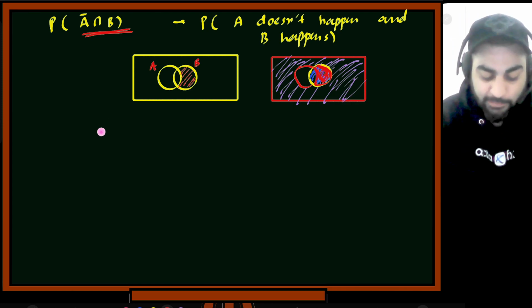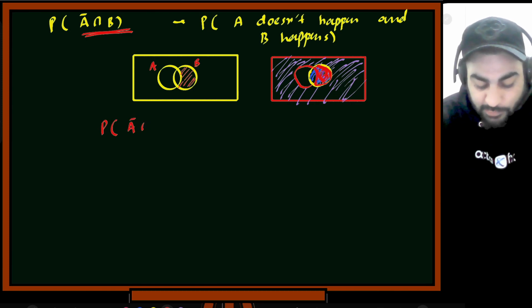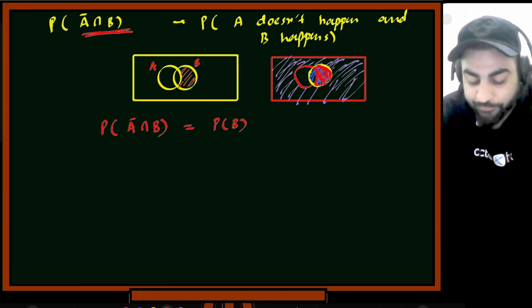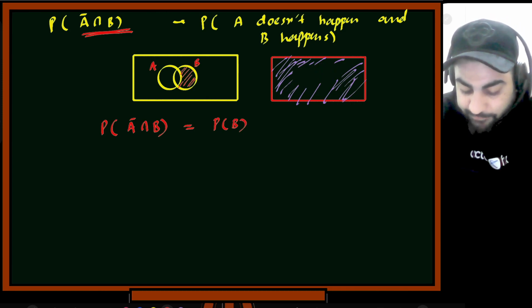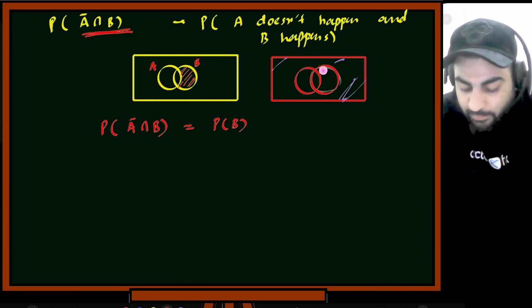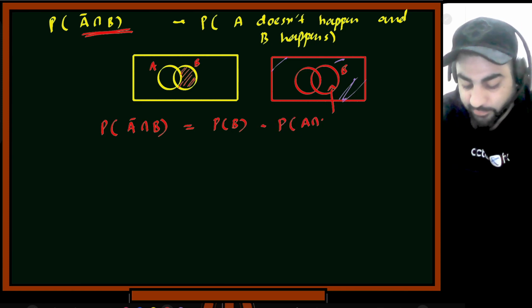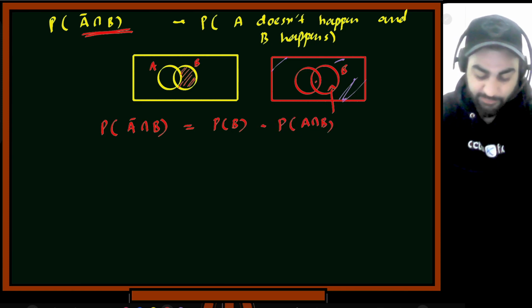So again you can see the formula. Probability that A does not happen but B happens will be equal to the probability of B, because we are computing the probability of this portion. Take the whole B and then subtract the probability of A intersection B. This point is A intersection B.